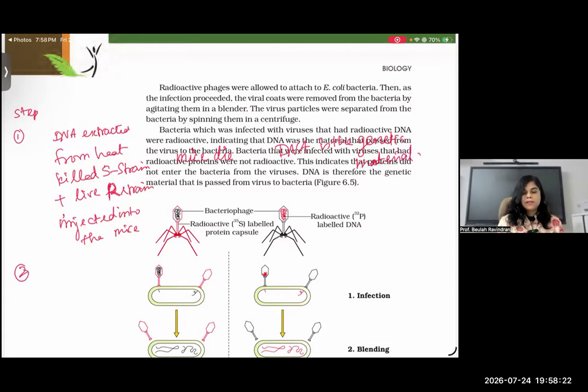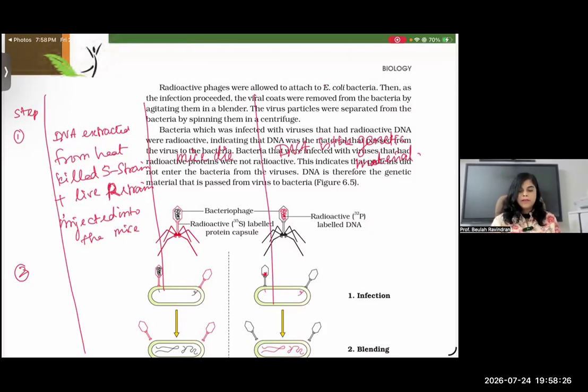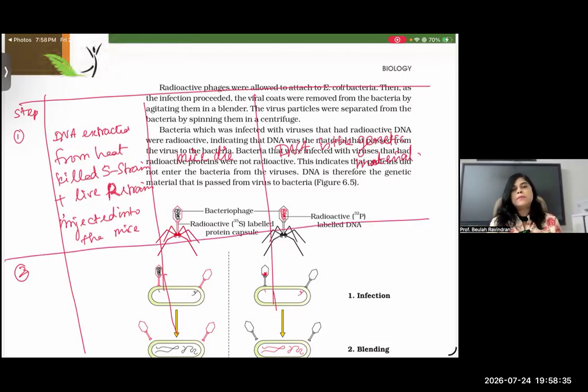What is the second step? Like this, you can put four columns and write all these things. Then the first step is over. What is the second step? RNA, these are all the genetic materials we need to prove. RNA extracted from the same heat-killed S strain plus R strain injected into the mice, then mice live. So RNA is not the genetic material.